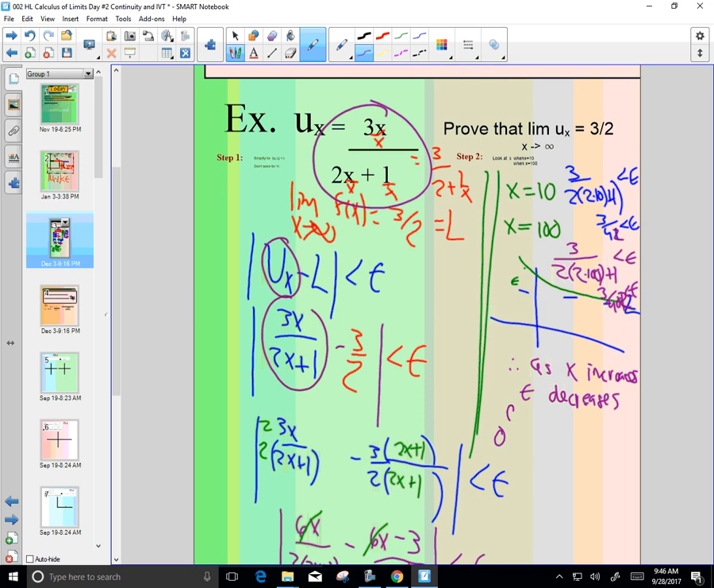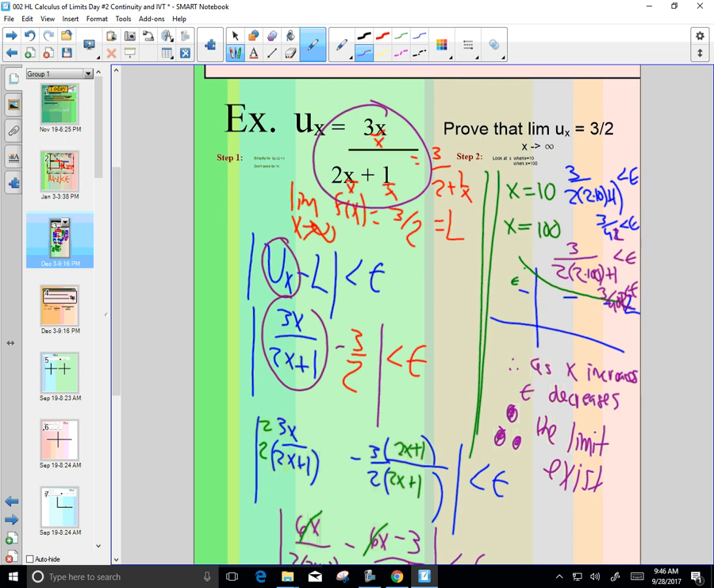Then, big therefore, big triangle of dots, the limit exists. Because you showed a relationship, and you showed that as x gets bigger, epsilon decreases, then the limit exists. Come on, that's pretty amazing, isn't it? Pretty amazing that you can do that.